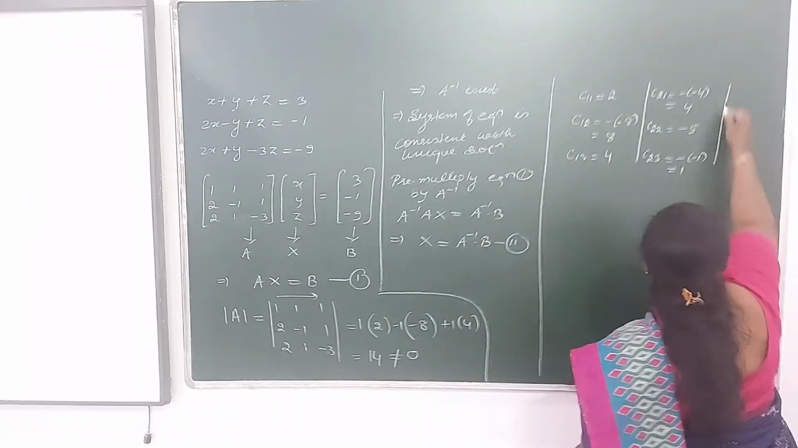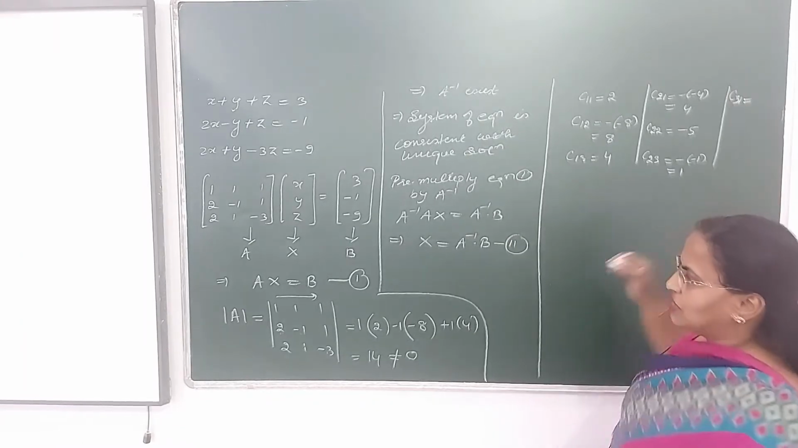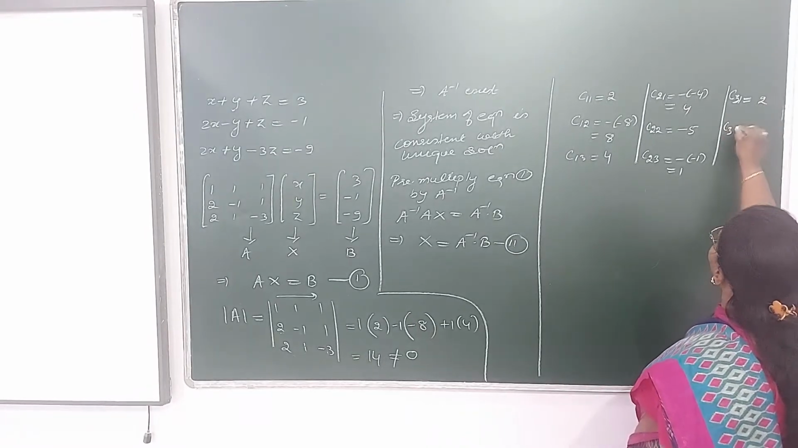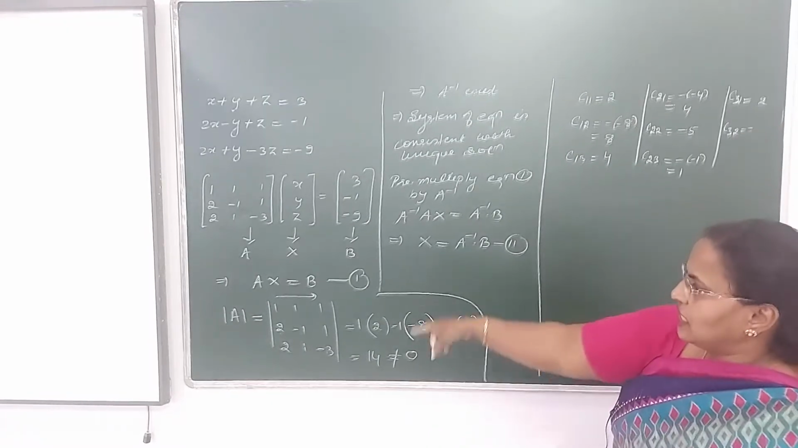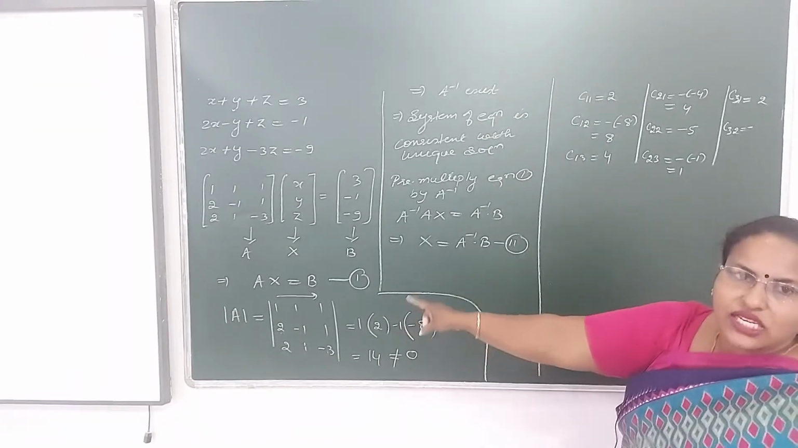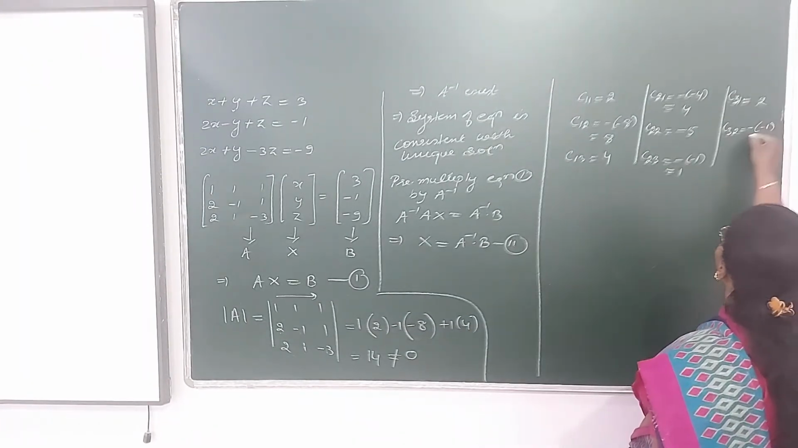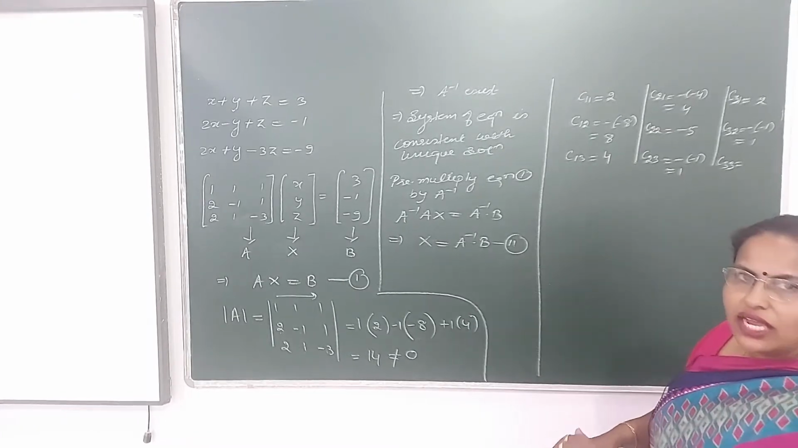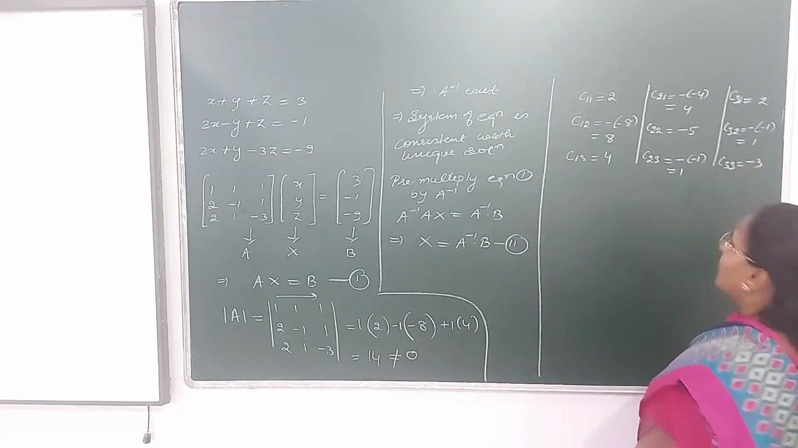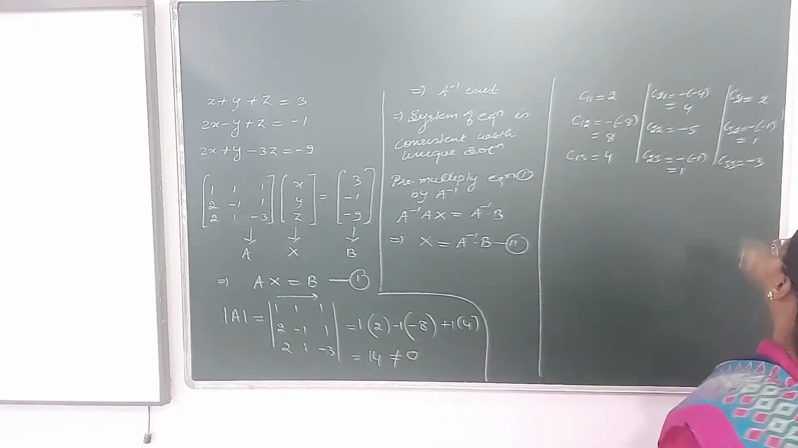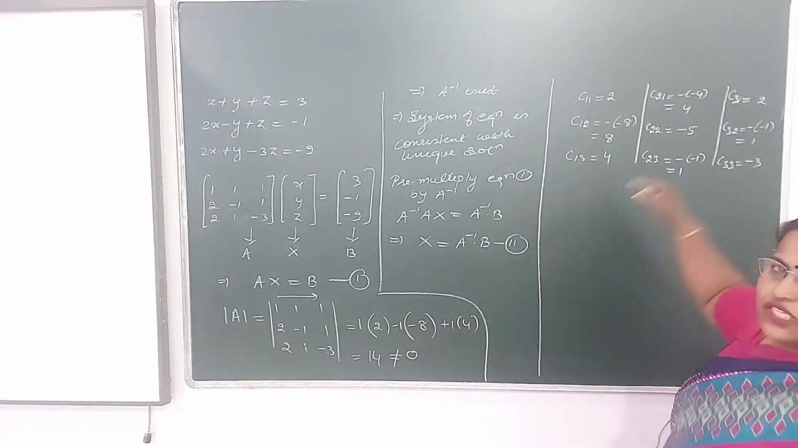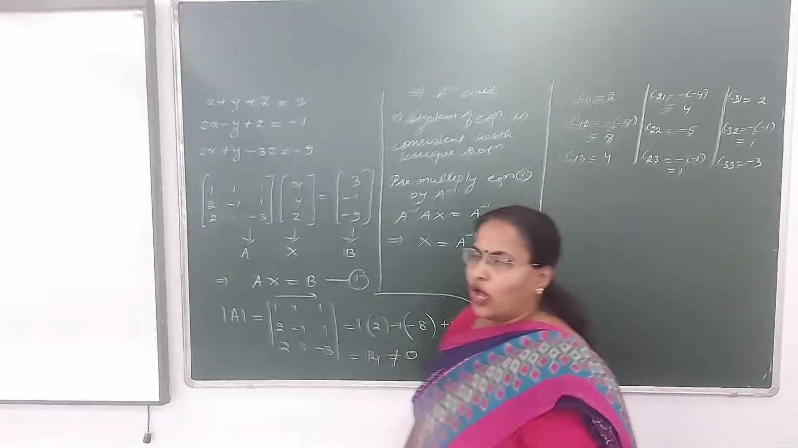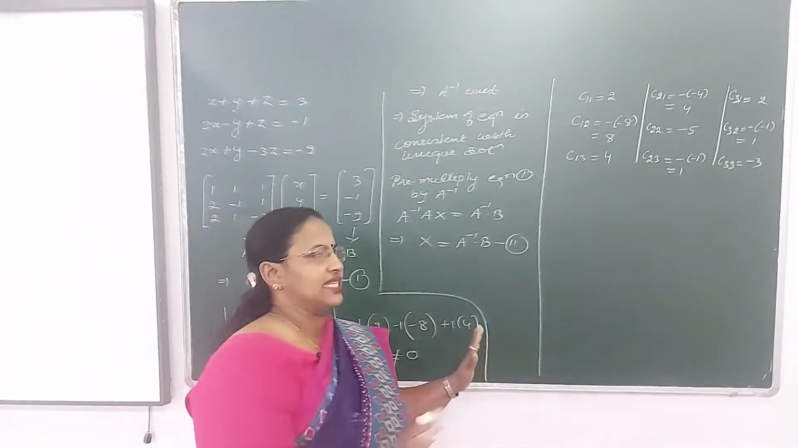Now we'll move to the third row. C31. What about C31? Calculate it. It's 1 plus 1, it's 2. C32, you will place a minus sign. So what is C32? It's 1 minus 2. It's minus 1. So the answer is plus 1. And the last one, C33. What about C33? It's minus 1 minus 2. It's minus 3. Now let us check it. 2 into 2, 4. 4 plus 1, 5. 5 plus 9, it's 14. That means all the cofactors are correct.